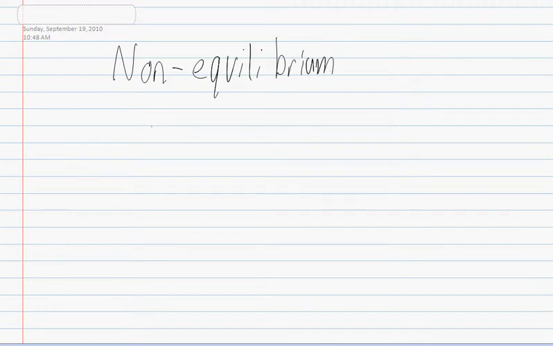We're going to do some non-equilibrium situations. In these cases, the sum of the forces does not equal 0. It equals MA. Nothing terrible, but some of the problems can be kind of complex. And I wanted to look at a few of them.